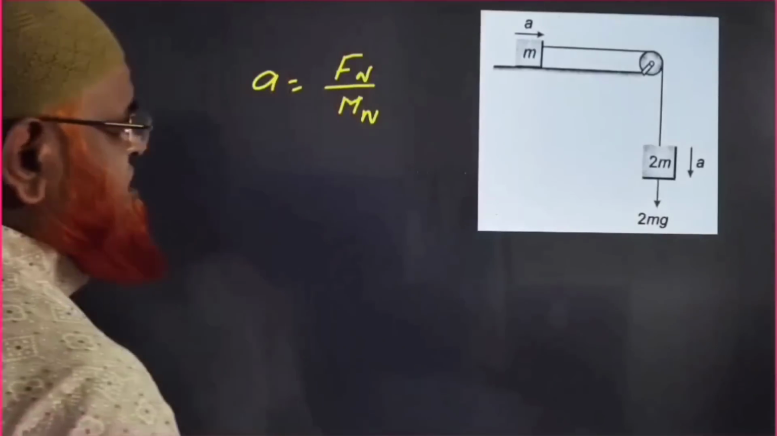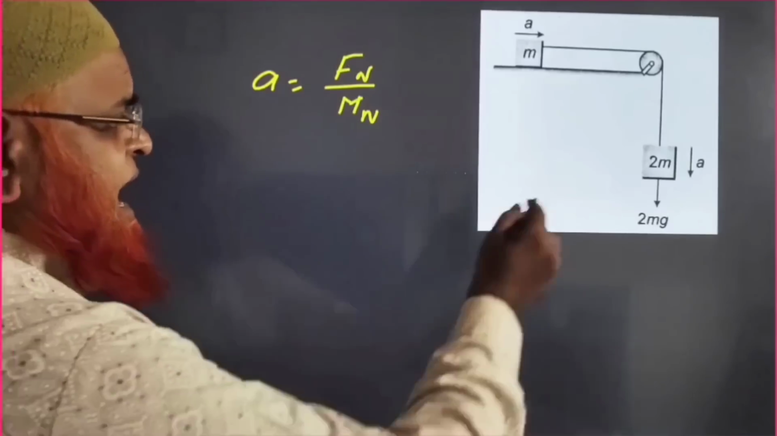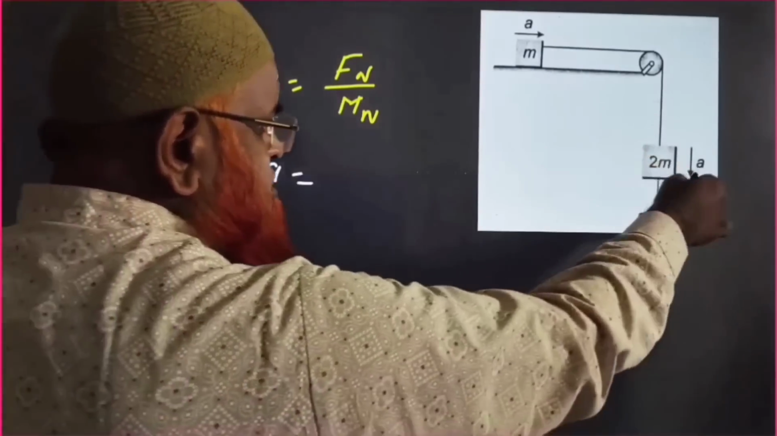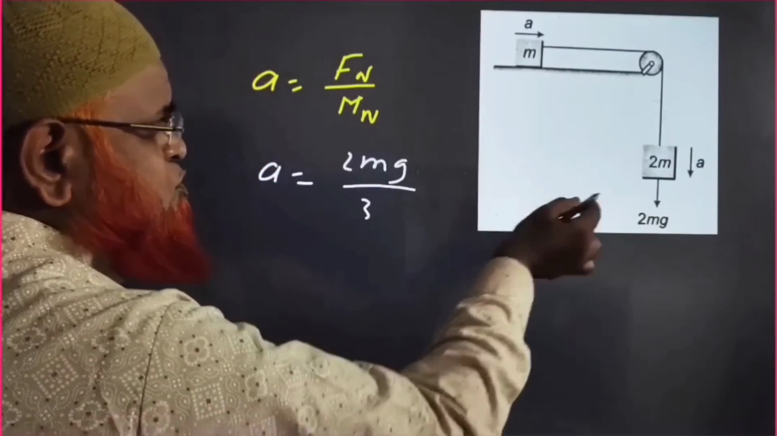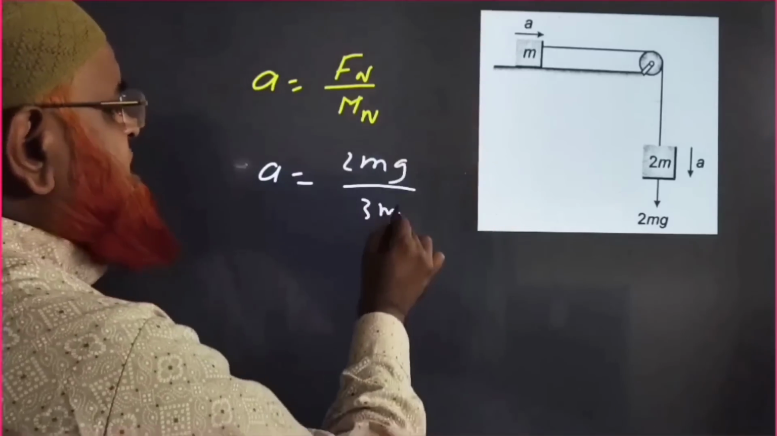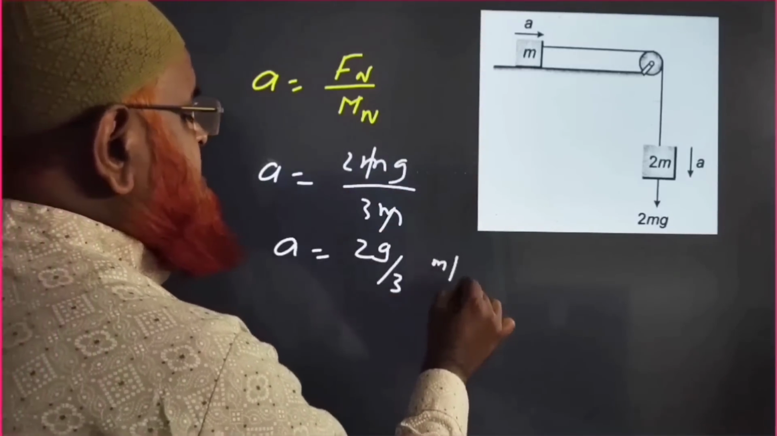In the next case, if you observe, this body is coming down and this is moving to the right side. How can you find the acceleration? Acceleration is net force, and here the net force is only the hanging body, 2mg, by the net mass, adding the bodies, 2m plus m, which is 3m. The 3m gets cancelled. Acceleration is equal to 2g by 3 meter per second square.